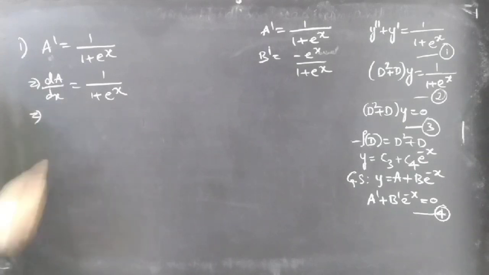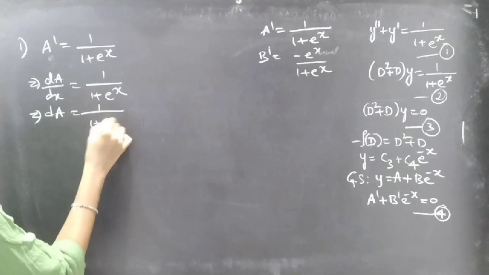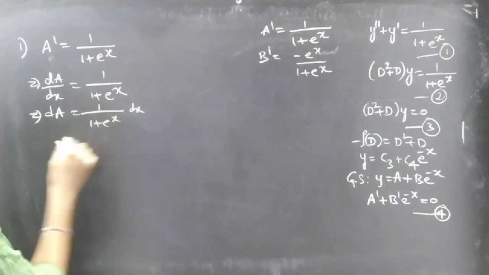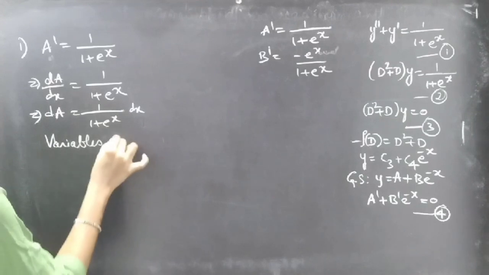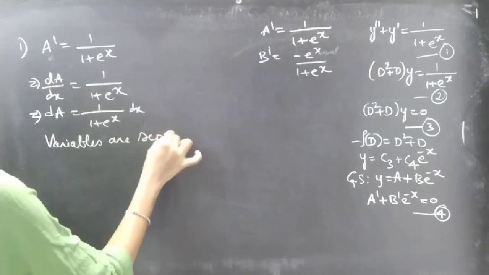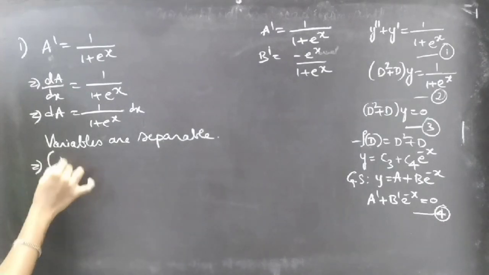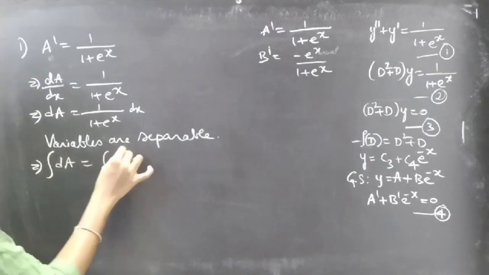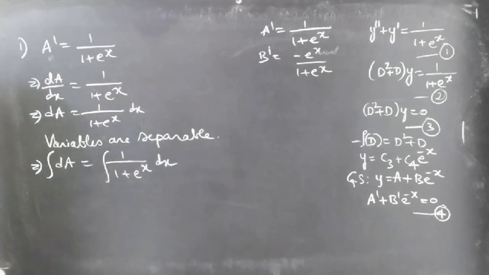Now let's separate the variables by taking the differential dx to the RHS. We'll get dA equal to 1 by 1 plus e power x into dx. Here the variables are separable, so we can perform integration. Integral dA equals integral 1 by 1 plus e power x into dx, right?